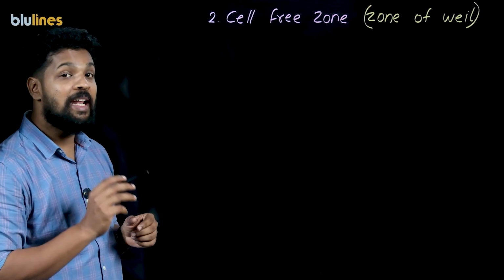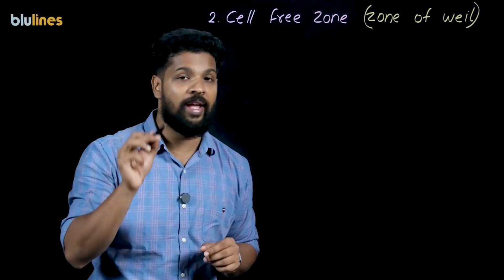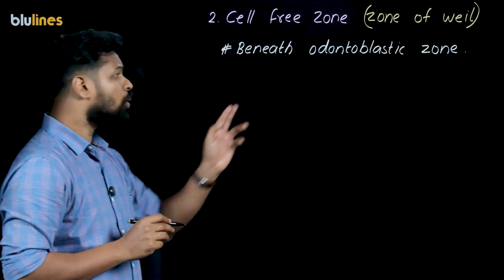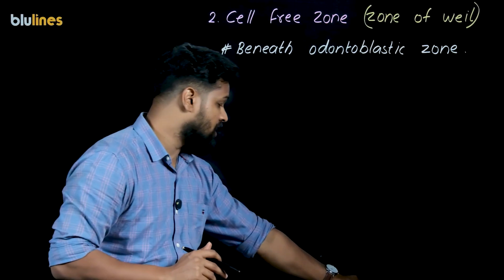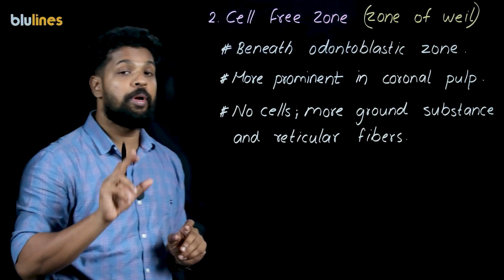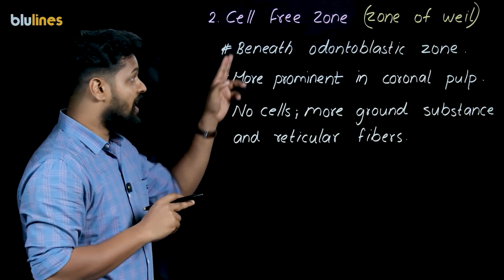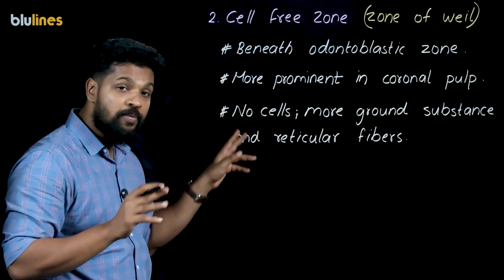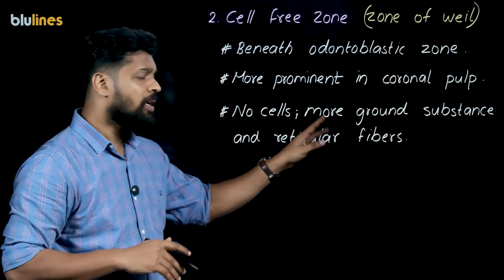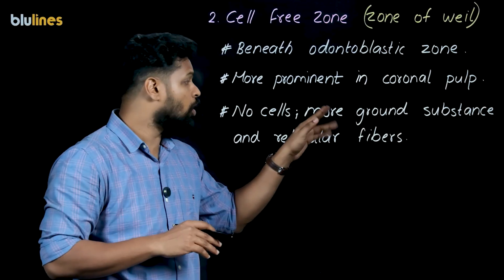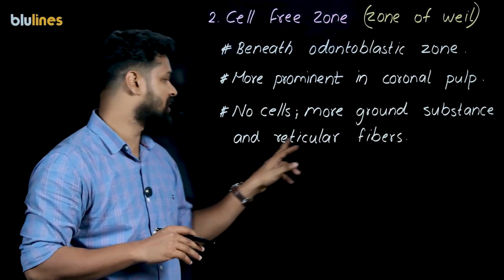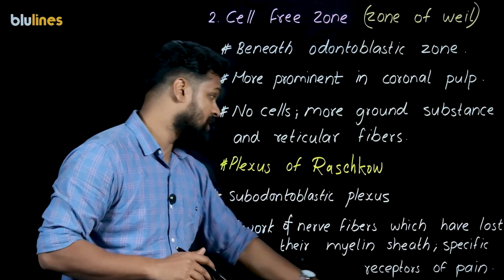Now coming to the cell-free zone, or zone of Weil. It is present beneath the odontoblastic zone and is more prominent in the coronal pulp, that is, the pulp in the crown region. As the name says, it is devoid of cells. In this zone there will be more ground substance and reticular fibers.